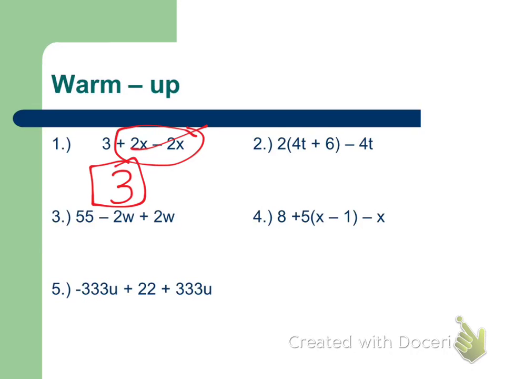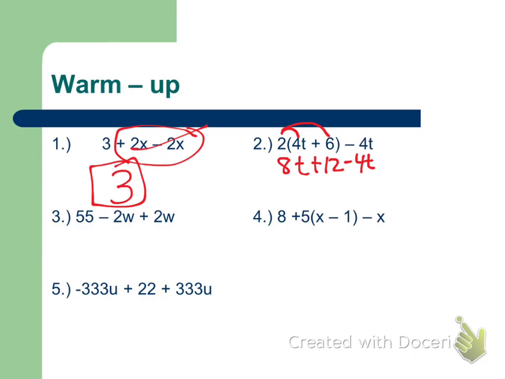All right, on number 2, Carl, what's the first thing I need to do? What's that special word that begins with a D? Distribute. We need to distribute that 2 to the 4t and to the 6. 8t plus 12. What happens with this minus 4t? For now, we just drop it down and then it combines with the 8t. If we combine 8t minus 4t, what do we get?